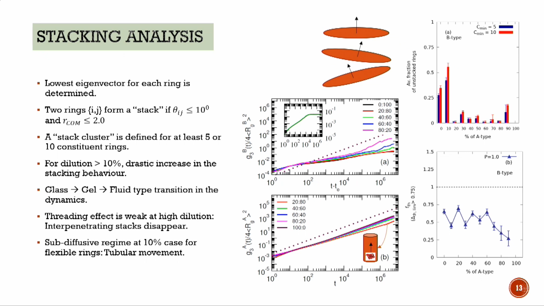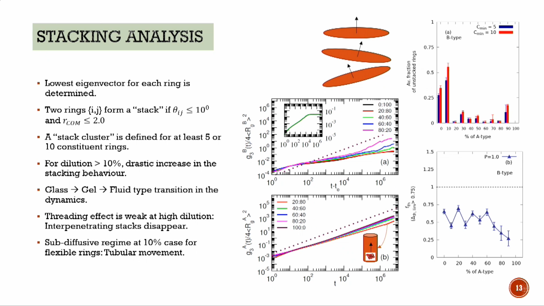So we analyzed what the stacks look like. First we calculated the lowest eigenvector for each ring, and then we calculated, for two rings with this lowest eigenvector, what their angles are. And within some particular cutoff, we determine that if these angles are effectively parallel and the rings are very close to each other, they are forming a stack.